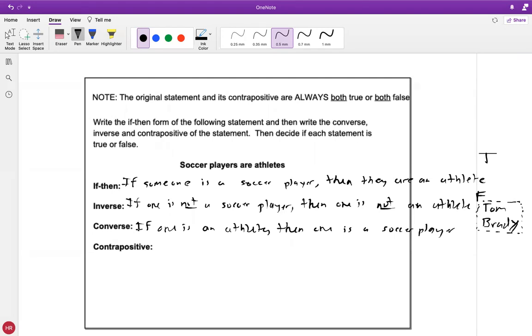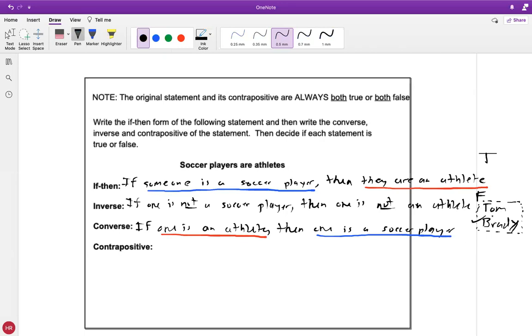So again, to make the converse, you just switch the hypothesis and the conclusion. So I switched it. I put the athlete part first, the soccer player part second. Notice I'm not underlining if and then here, right? And this I think is also false. This is basically saying if you're an athlete, then you must be a soccer player. And I would use this same example.